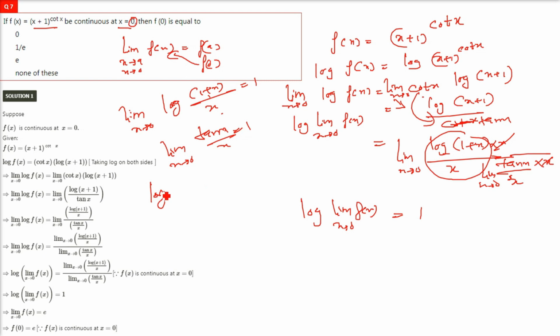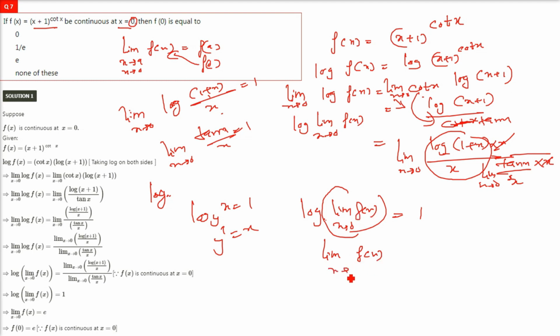And since the base is e, because we have taken the log not base 10 but base e. The normal default value of log base is e. So e to the power 1 is equal to limit f(x) as x tends to 0. Basically, log base y of x is nothing but y to the power 1 is equal to x. So in this case the base is e. So e to the power 1 is equal to limit x tends to 0 for f(x).